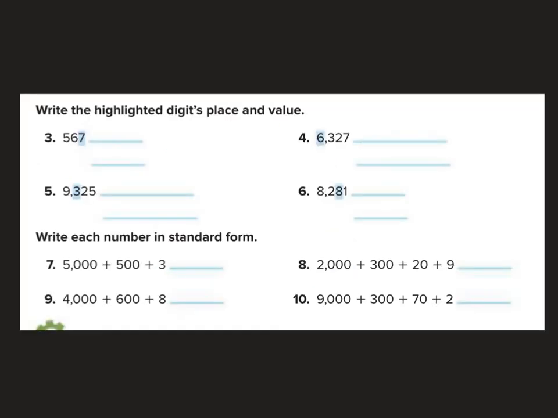Write the highlighted digit's place. So what place is it in and what is its value? Okay. So its place is the ones place. And what is its value? Its value is just 7 here. Okay, the 6 here is in the thousands place. And its value is 6,000, right? That 6 is worth 6,000.